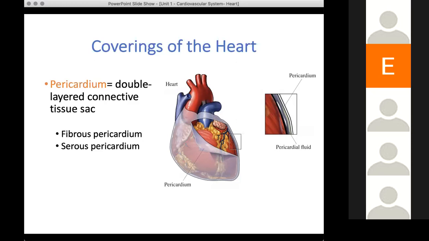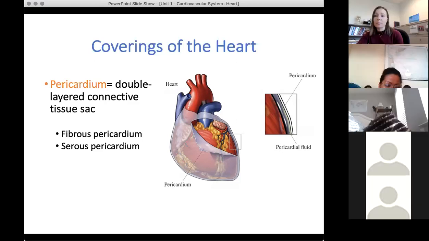And in between those two layers, the parietal layer and the visceral layer, is a really small space called the pericardial cavity. Just know that it's a small space between those two layers, and it's filled with serous fluid, because these are serous membranes which secrete serous fluid.